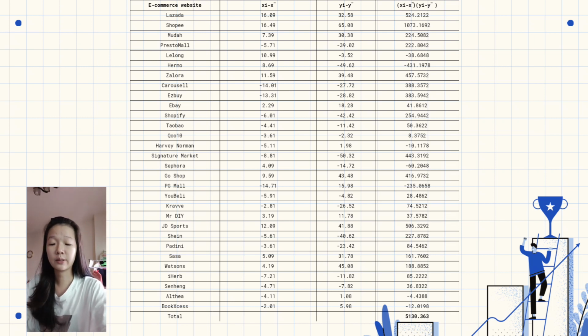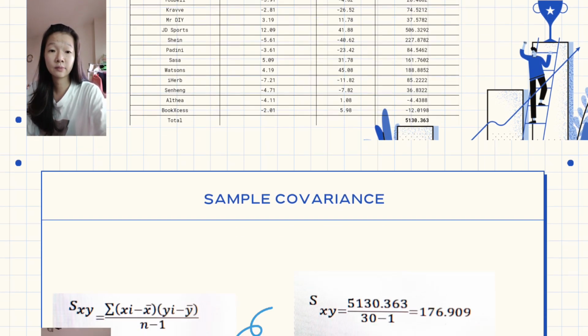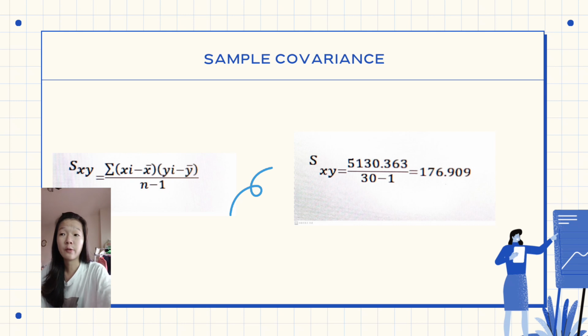In this part we calculate the correlation coefficient between traffic and purchase orders. The first column shows the formula for sample covariance, and the second column shows the answer, which is 5130.363 divided by 30 minus 1, equal to 176.909. So the final answer is a positive value. A positive value for covariance indicates a positive linear relationship between the two variables. As additional knowledge, the covariance is 0 if x and y have no linear relationship.